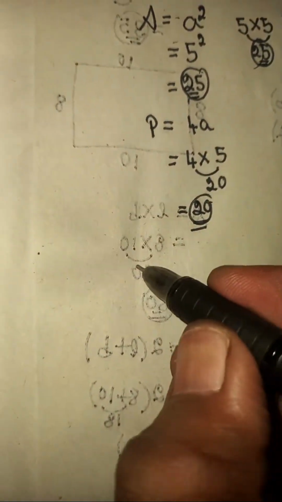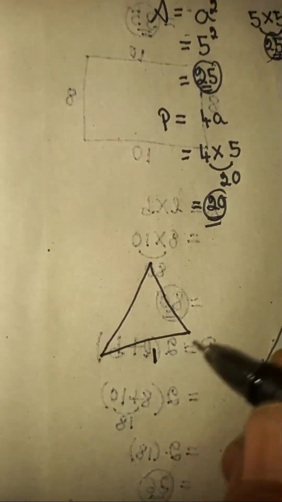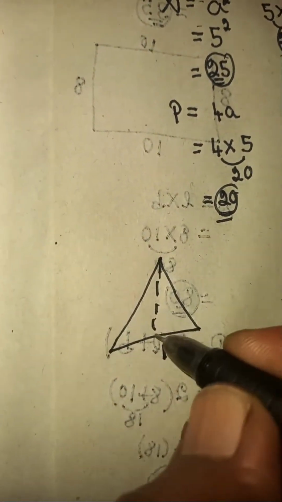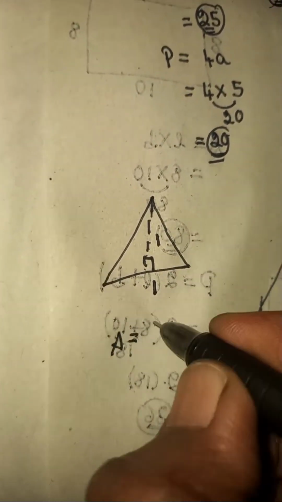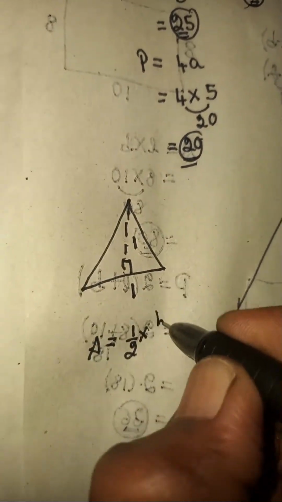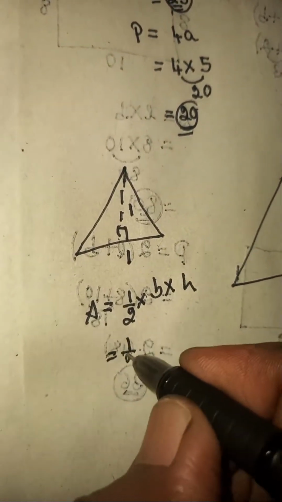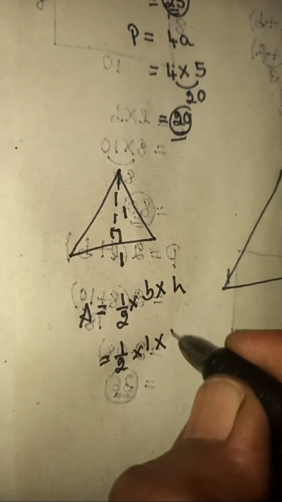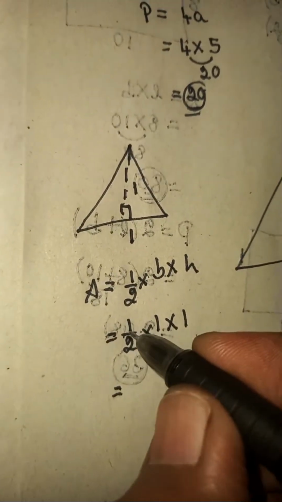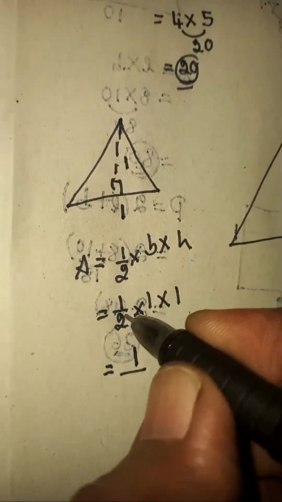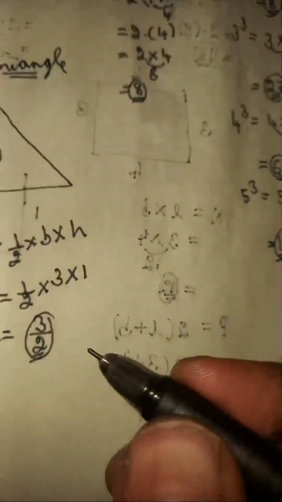Let's take one more triangle. Here also the base length they have given us is 1 unit, and the perpendicular height is also 1 unit. So here area is going to become half times base times perpendicular height. So it's going to become half times 1 times 1. In the numerator, 1 times 1 times 1 is just 1. In the denominator, below it is 2, so it is half square units.